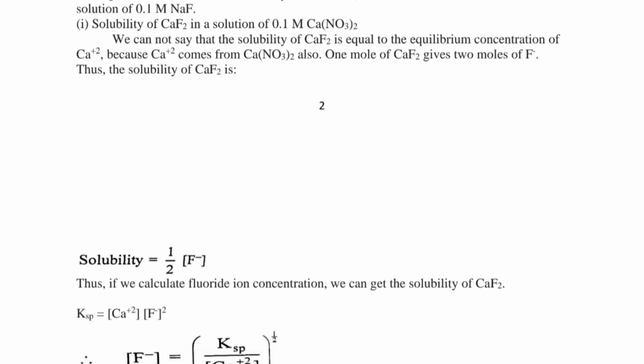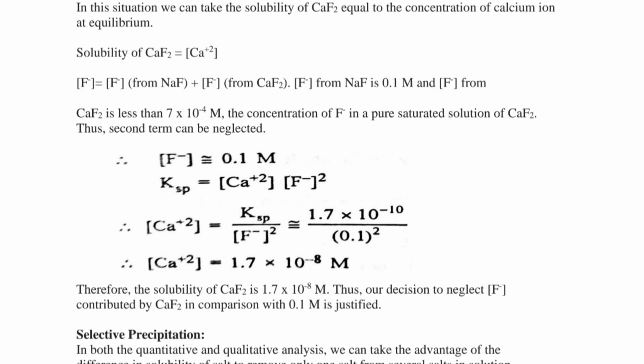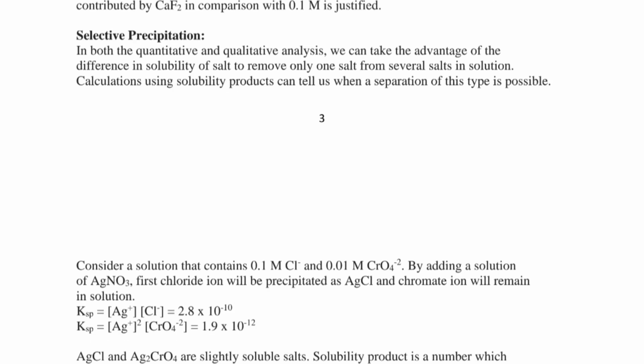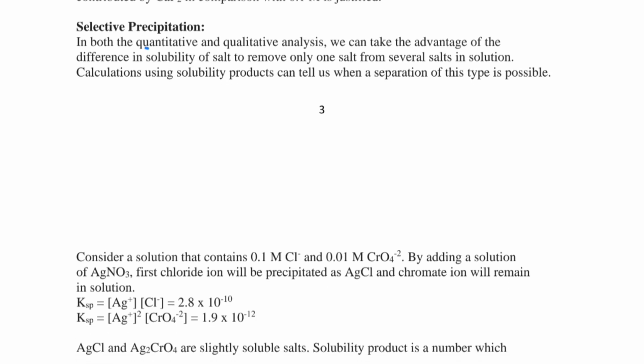Examples, you can solve this. Selective precipitation: in both qualitative and quantitative analysis, we can take advantage of the difference in solubility of salts to remove only one salt from the several salts in solution. Calculation using probability can tell us when separation of this type is possible. So you have to practice these types of questions to get a better understanding.